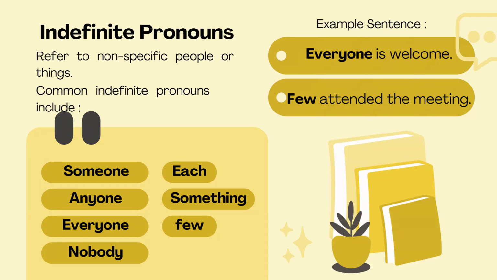Now, here's a quick number rule for you guys. Remember that pronouns like everyone, each, someone, something are singular and will always take the singular form. Whereas words like few, many will always be in plural form.